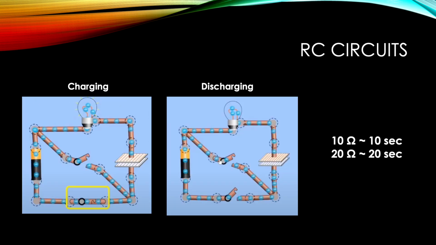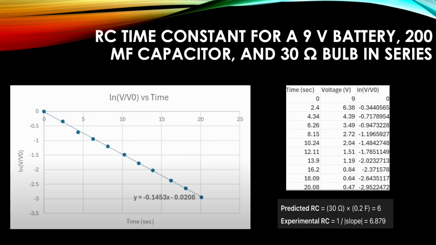Moving on to RC circuits, during charging and during discharging, for the 10 ohm resistor, it took around 10 seconds to charge and discharge, while for the 20 ohm resistor, it took 20 seconds to charge and discharge. These are the results I got for the RC time constant for a 9 volt battery, and the predicted RC was 6 and the experimental RC was 6.879.